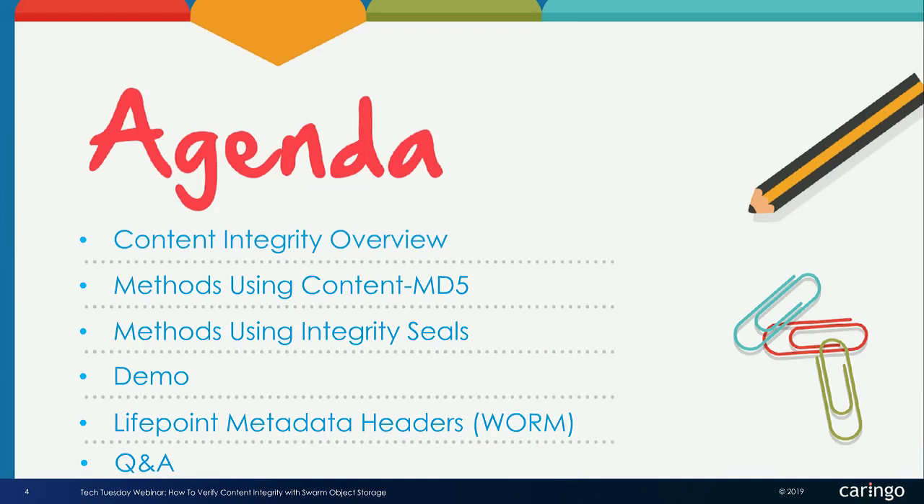I greatly appreciate it. Let's walk through the agenda of what we're going to cover today as relates to verifying content integrity in Swarm Object Storage. First, we'll start off with a brief overview of what we mean by content integrity, just to set the stage for what we're going to be discussing. Then we'll walk through some methods as relates to using content MD5 hashes for verifying content integrity. We'll also go into a discussion around using integrity seals. Integrity seals are a proprietary method that is used in Caringo Swarm to verify the integrity of objects in storage.